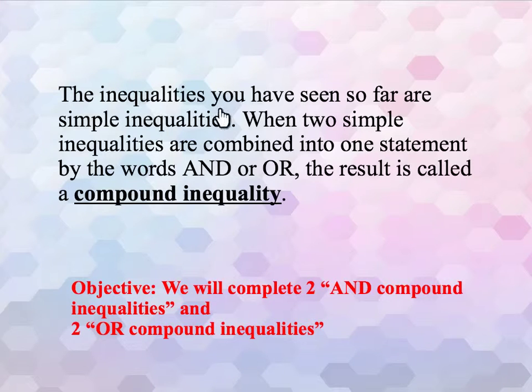The inequalities you have seen so far are simple inequalities. When two simple inequalities are combined into one statement by the words and, or, the result is called a compound inequality. Our objective for this lesson is we will complete two and compound inequalities and two or compound inequalities. So we're going to try an example of both. And this is going to be section 3-6 out of your Holt textbook for another source of information.